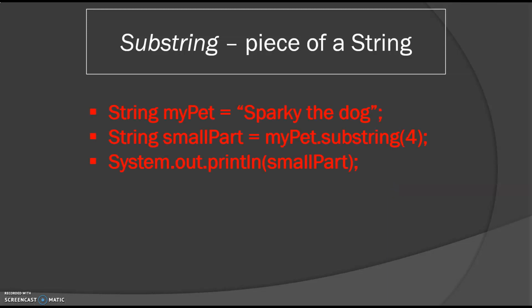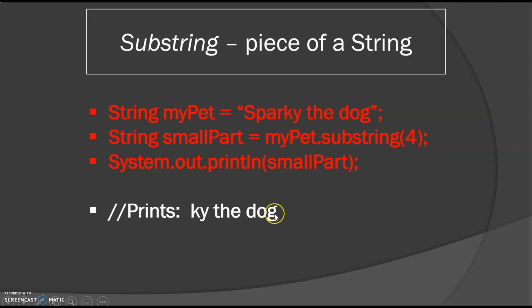Substring allows me to take part of a word and print it out. So in this case, my string is my pet, and I have Sparky the dog, and I'm saying I want a small part of this variable. So I want a small part of the variable called my pet dot substring 4. And then I want it to print out the small part. How many of you think it's going to print out an R? How many think it's going to print out RKY the dog? How many think it's going to print out K or KY the dog? The answer is KY the dog.